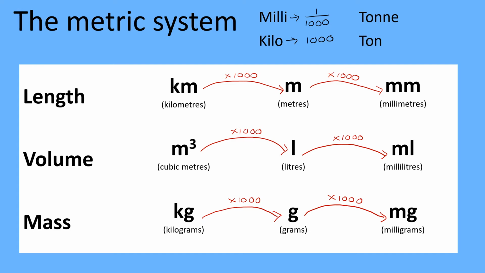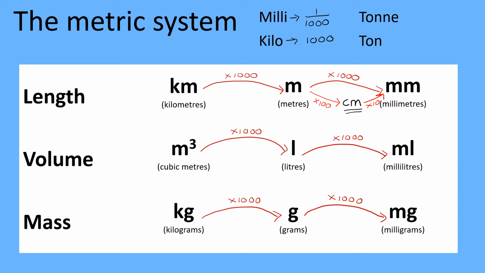Okay, let's have a look at length first of all. So we've got our kilometres, our metres, and our millimetres. What's missing from here is centimetres, a unit that we use in school quite often. So if we're going from metres to centimetres, we would multiply by 100 because there's 100 centimetres in a metre. And to go from centimetres to millimetres, we multiply by 10. So that's the exception. If we're dealing with centimetres, there's 100 centimetres in a metre. You may also sometimes get centilitres.